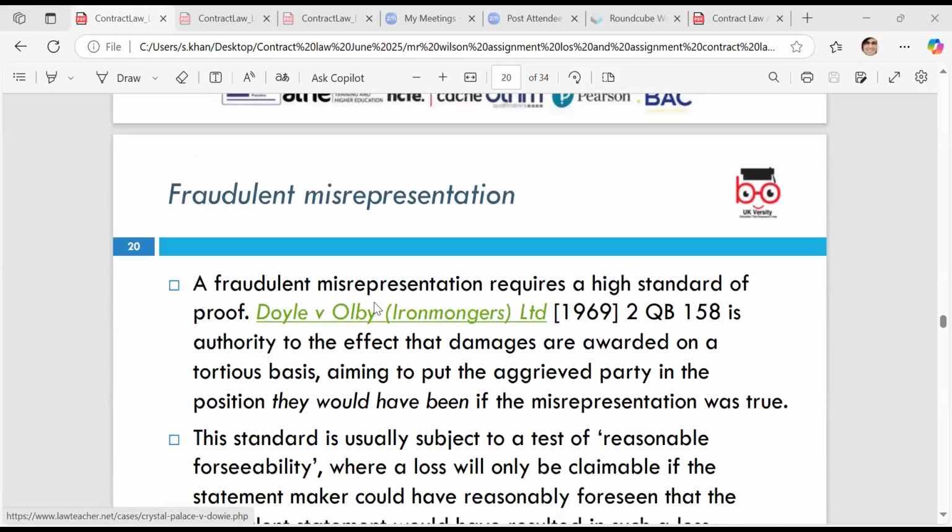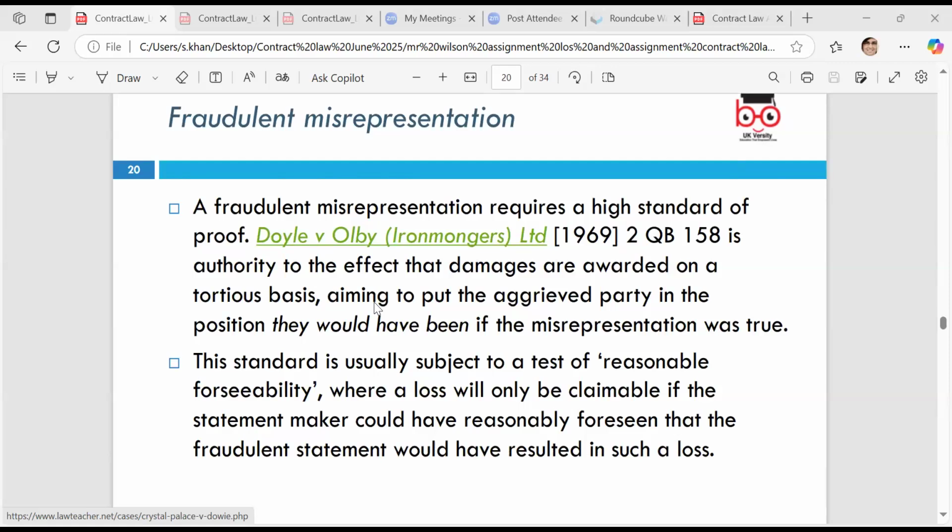Fraudulent misrepresentation requires a high standard of proof, and they have to look at the test of reasonable foreseeability, where the loss will only be claimable if the statement maker has reasonably foreseen that the fraudulent statement would have resulted in such a loss.